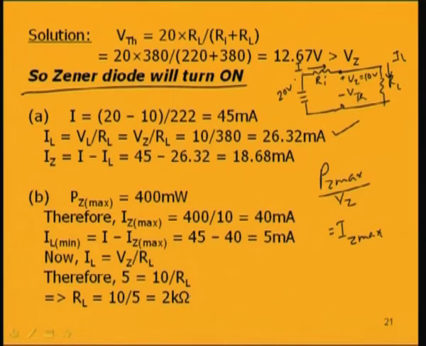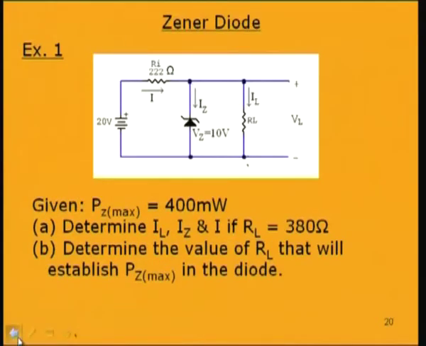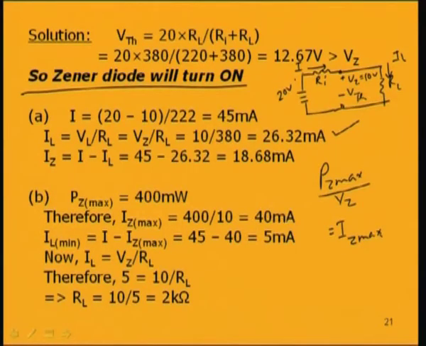So, this is one example where we have seen that you have this constant voltage drop, and that will not change even under the condition that maximum Zener current occurs, which we have got in this particular case as 40 milliampere. So, maximum power dissipation is 400 milliwatt. For that we have found the load resistance which will cause that maximum power dissipation: 2 kilo ohm.